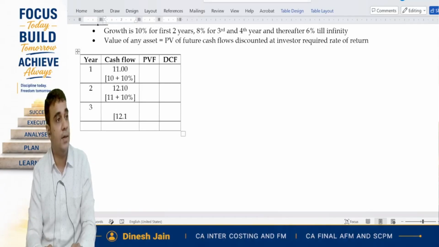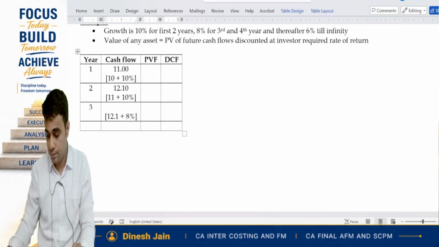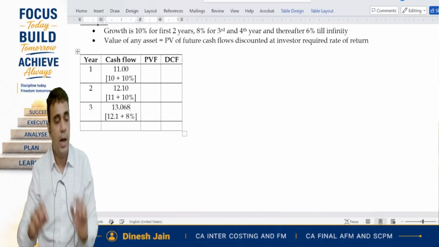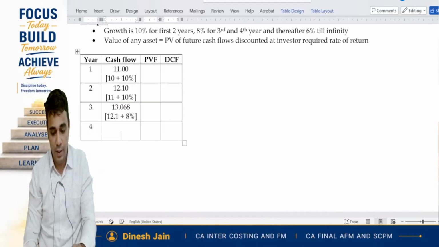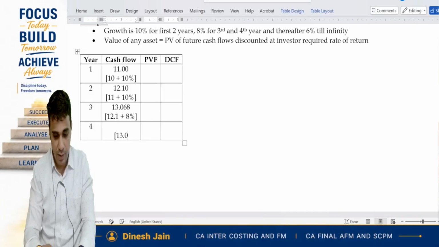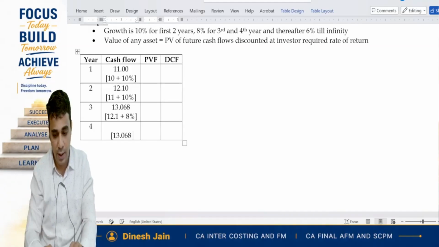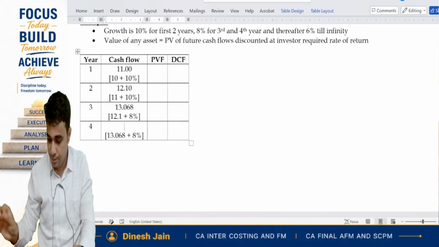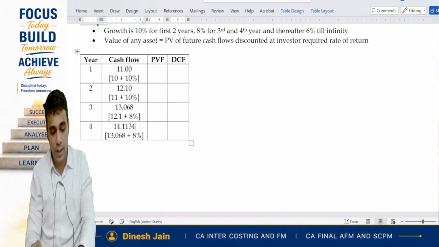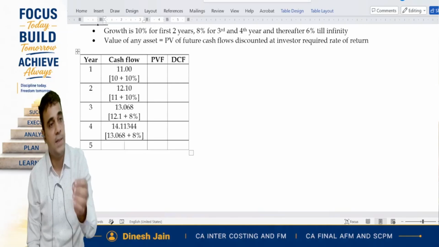What is the growth rate in the third year? Please do it in the calculator and tell me the number. Plus 8%. 13 point, I can round off also for the discussion. Let me not round off. Okay. Fourth year, 13.068 plus what rate? 8% plus 8%. How much is this? 14.44 and so on. Fifth year plus 6%.